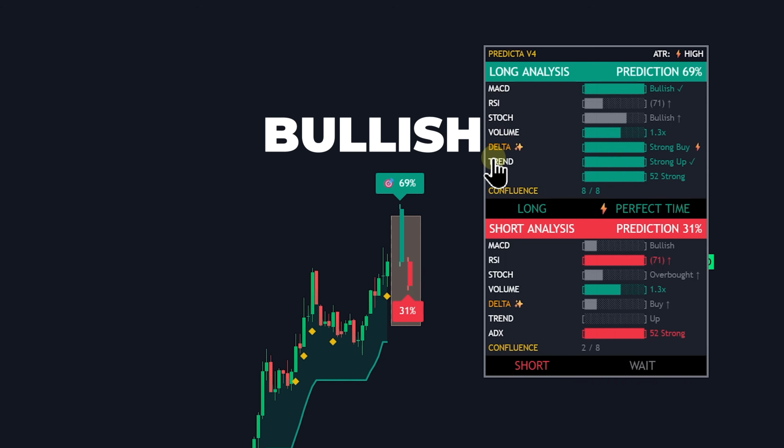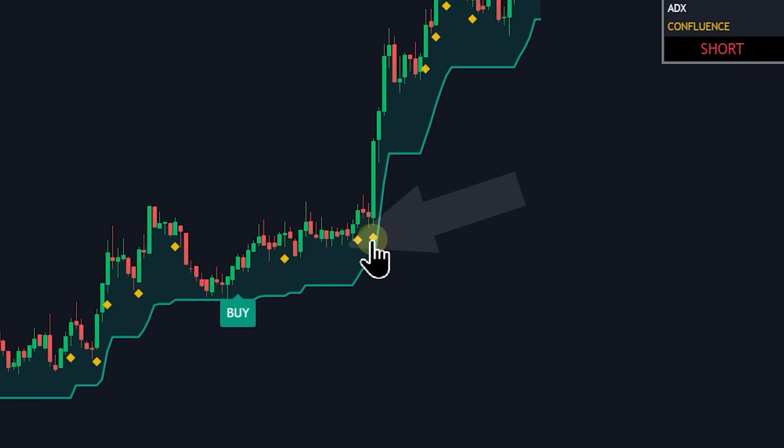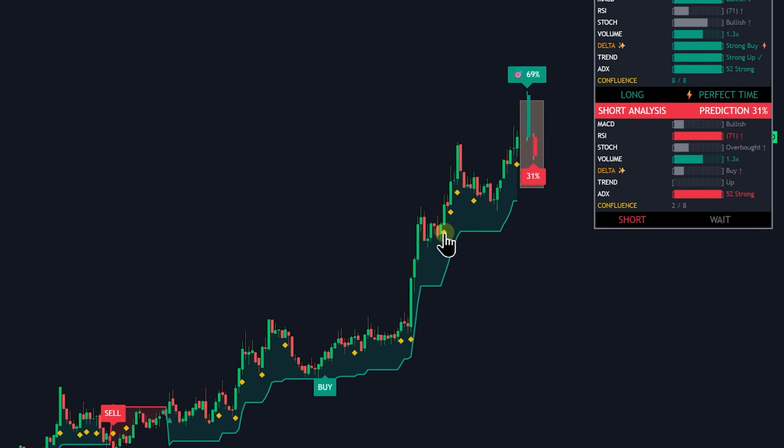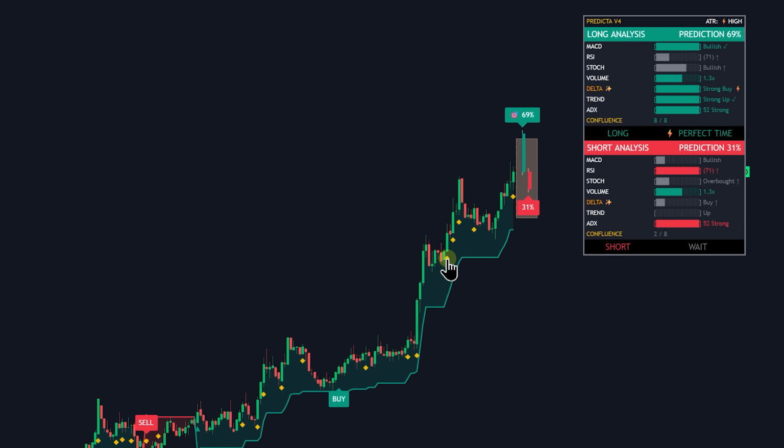bullish. So when you see this marker, it means the indicator is not just giving you a random signal. It's basically telling you that multiple conditions are agreeing in favor of a possible long position.